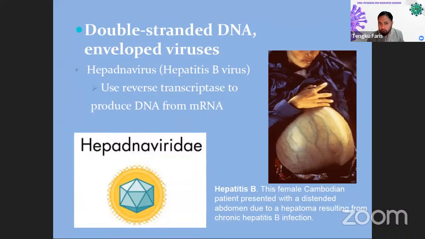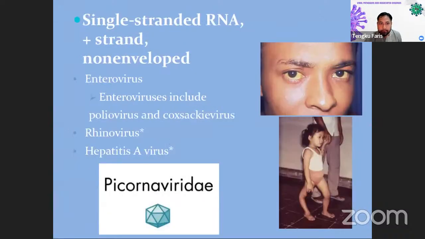All right, so the Hepadnaviridae family have this special enzyme, reverse transcriptase. They can convert mRNA to the DNA. And this is an example of the enlargement of the hepa, which means the liver. The female Cambodian patient presented with a distended abdomen due to hepatoma resulting from the hepatitis B viral infection.